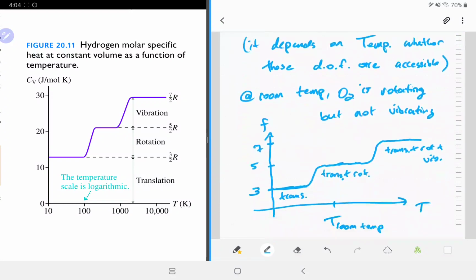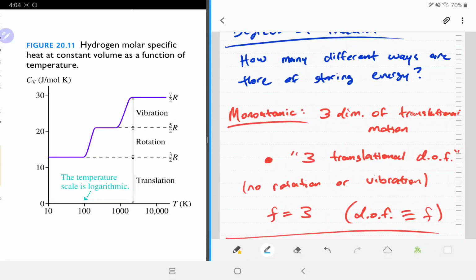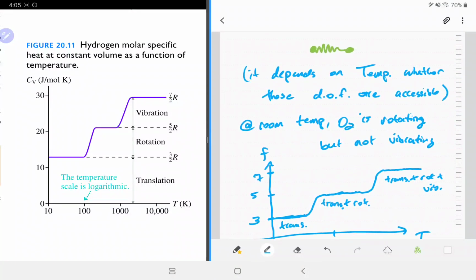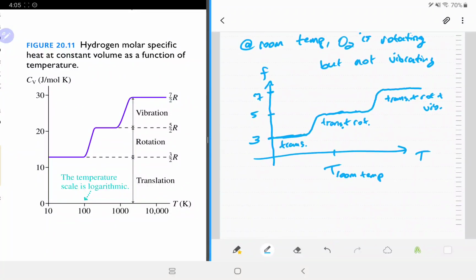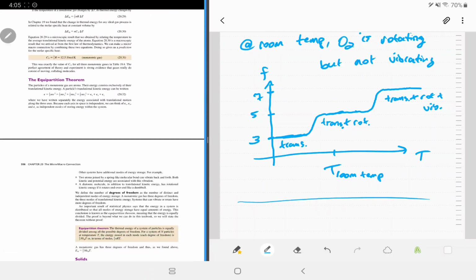So why do we care about this? Numbers of degrees of freedom. So in summary so far, there are 3 degrees of freedom for monoatomic always, no matter the temperature. And then for diatomic, the degrees of freedom is 3, 5, or 7, depending on what temperature it is. Now the reason we care about this is something called the equipartition theorem.